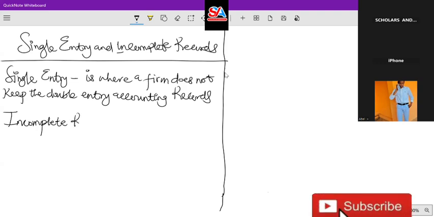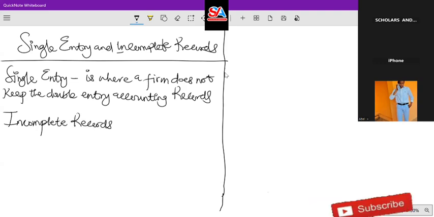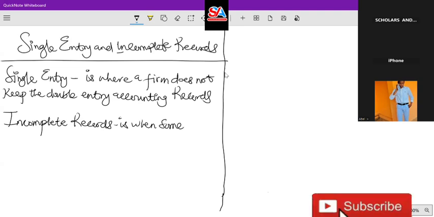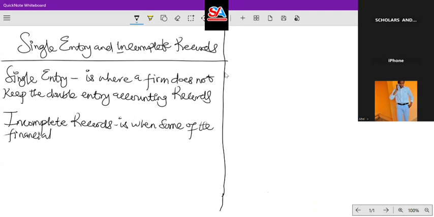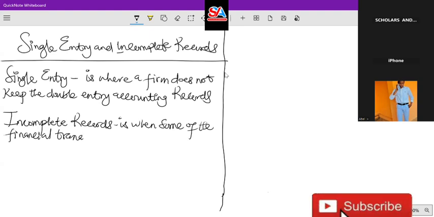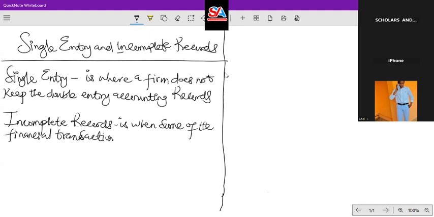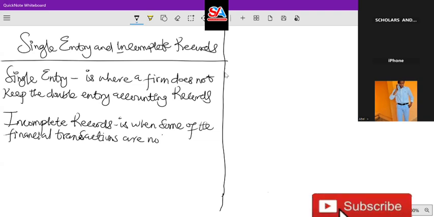What do we mean by incomplete records? Incomplete records is where some of the financial transactions are not recorded. So that's incomplete, right? You've just recorded some and then you have ignored some.